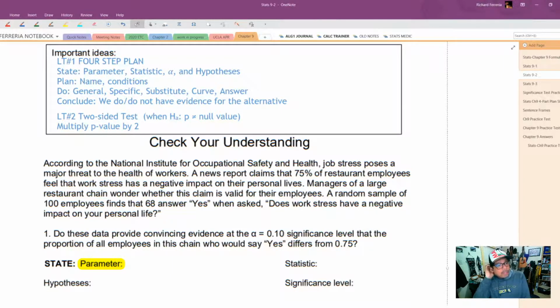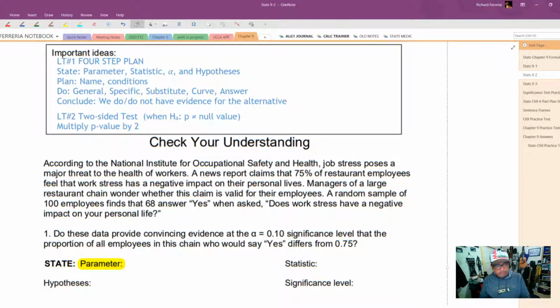According to the National Institute for Occupational Safety and Health, job stress poses a major threat to the health of workers. A news report claims that 75% of restaurant employees feel that work stress has a negative impact on their personal lives. I just read that statement, and that 75%, because it said a news report claims, that's saying to me that my null value is going to be 0.75.